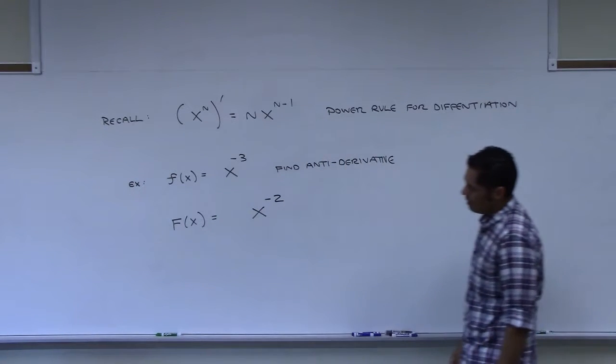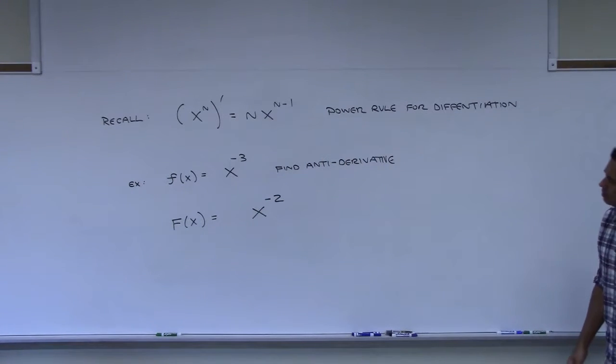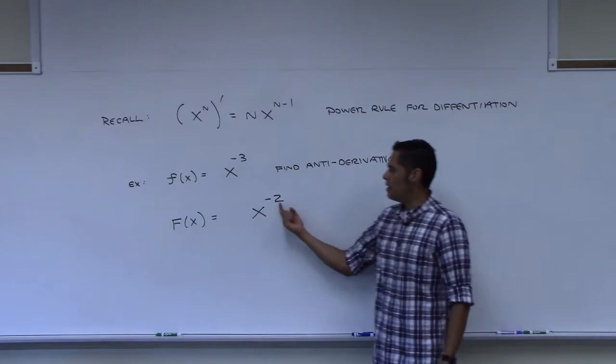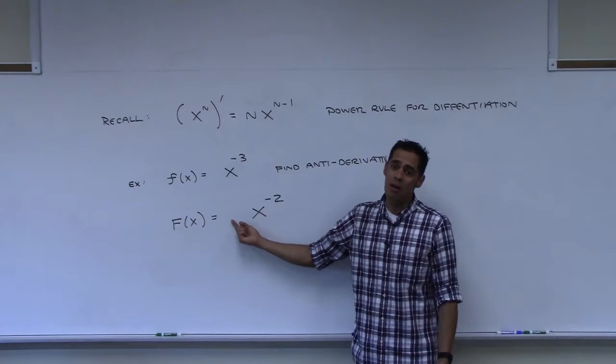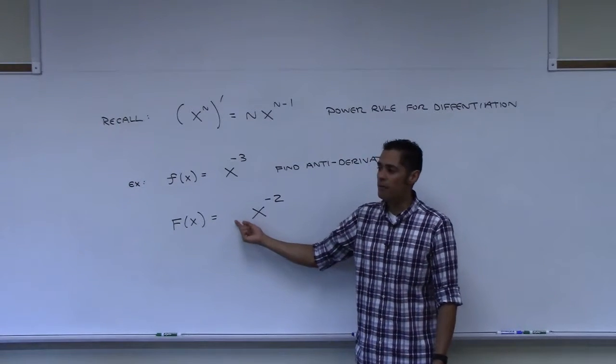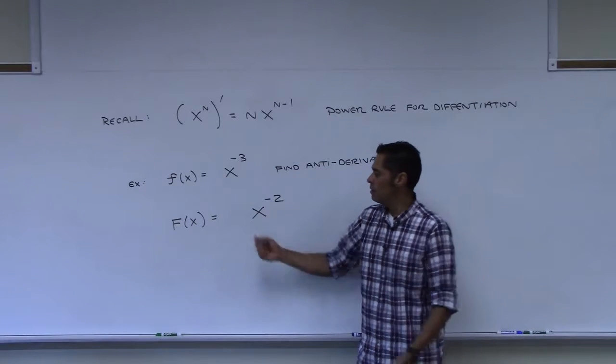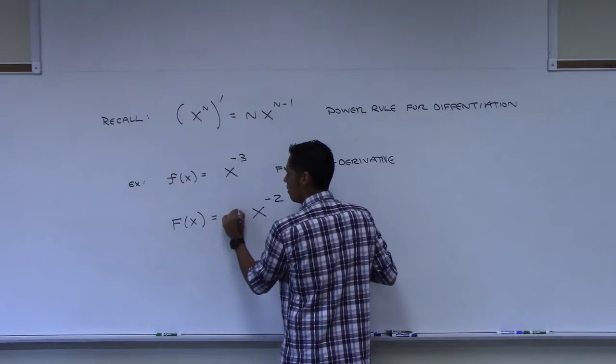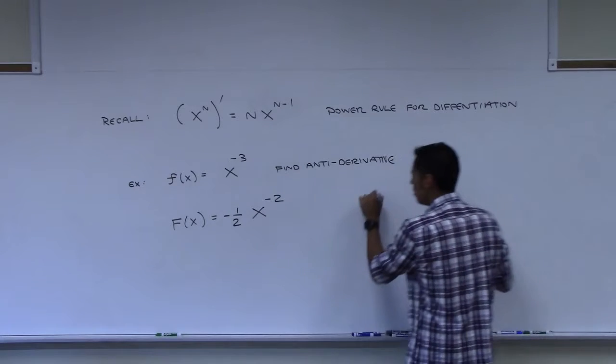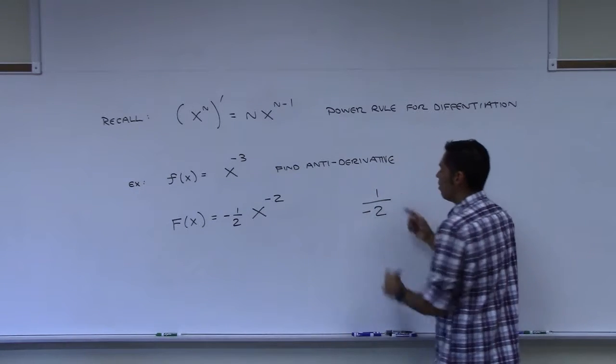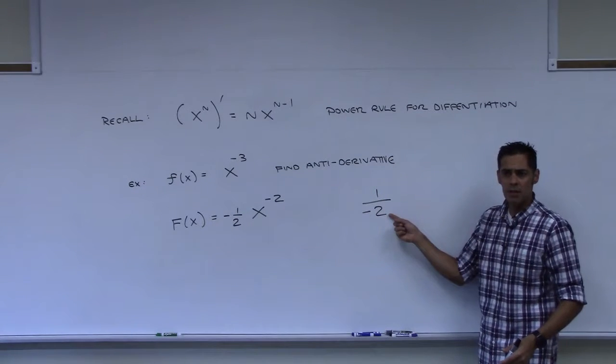So will that work like that? No, because when I take the derivative, that negative 2 is going to come down, so I don't want it there. So what do I put out front? A negative 1/2. If you want, you can look at that as being negative 1 over negative 2. That's really what we're doing.